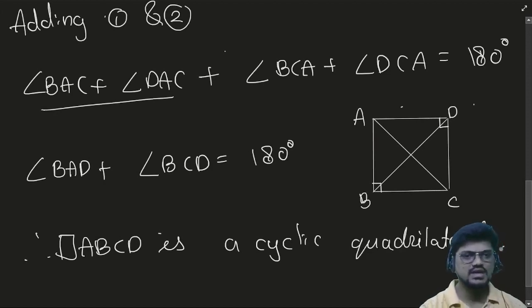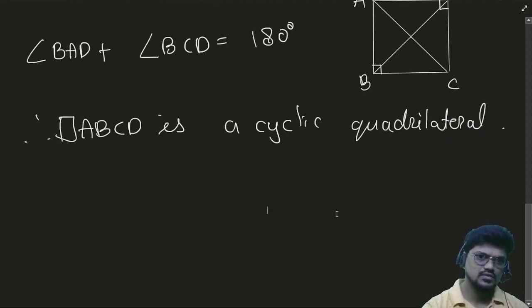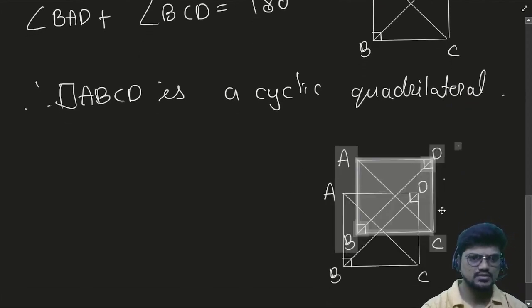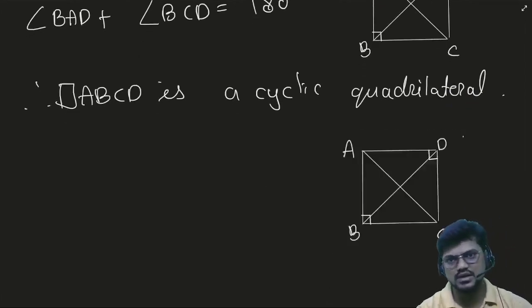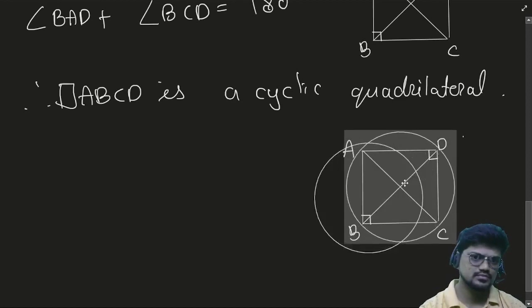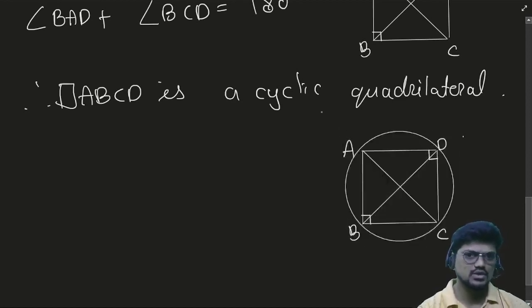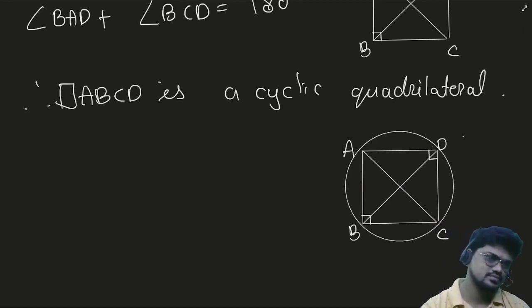If it's a cyclic quadrilateral, that means it is on the circle. If I say this is my rectangle again, and if I want to draw a circle, it's a cyclic quadrilateral, no? Over here it should be touching all the vertices, yes or no?